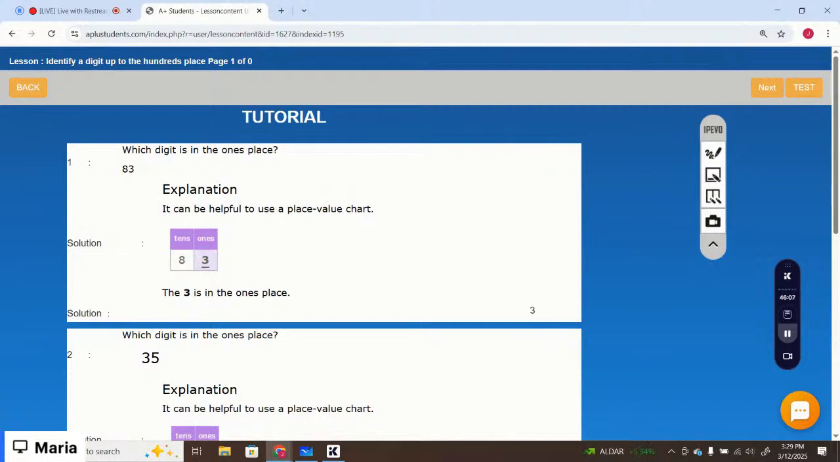Which digit is in the ones place? So, which is the correct option? You can use the place value chart if you still have any problem. The rightmost digit is the digit that is at the ones position. 3 is at the ones place. Let's just start with the test questions.